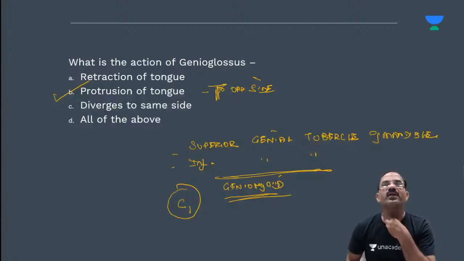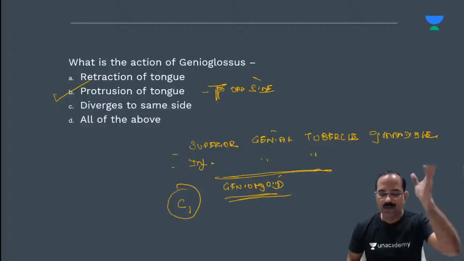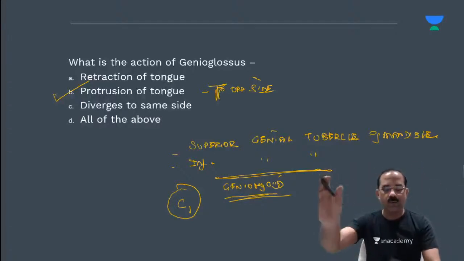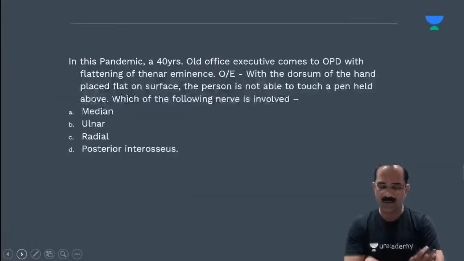The infrahyoid muscles are supplied by ansa cervicalis, except thyrohyoid, which is supplied by C1. Okay, come on, answer students.